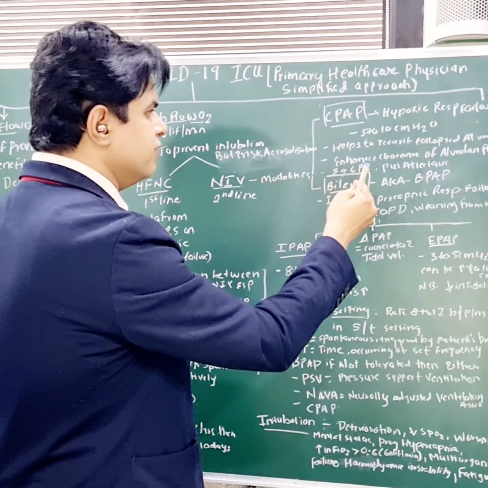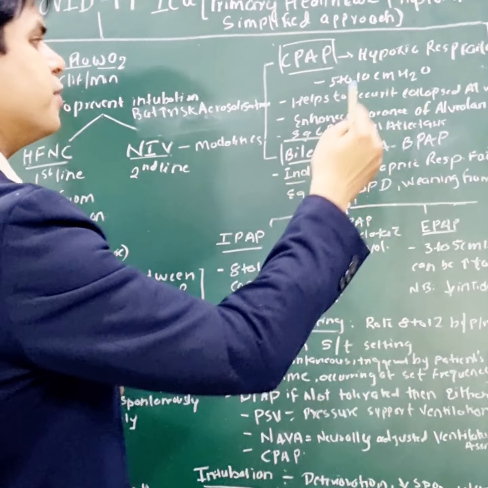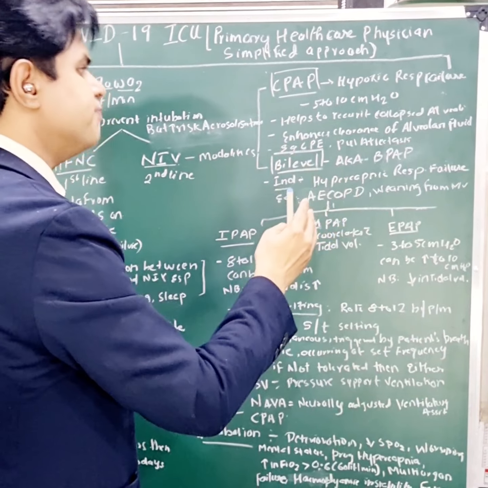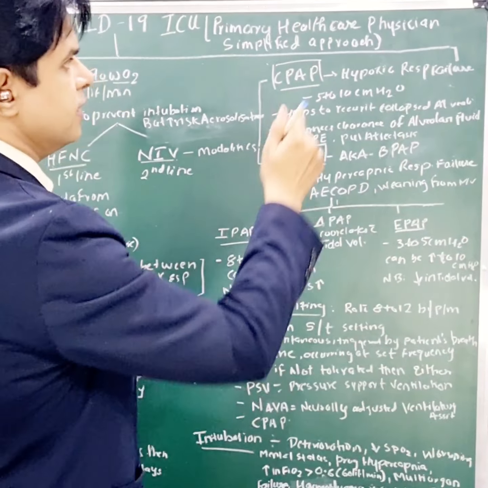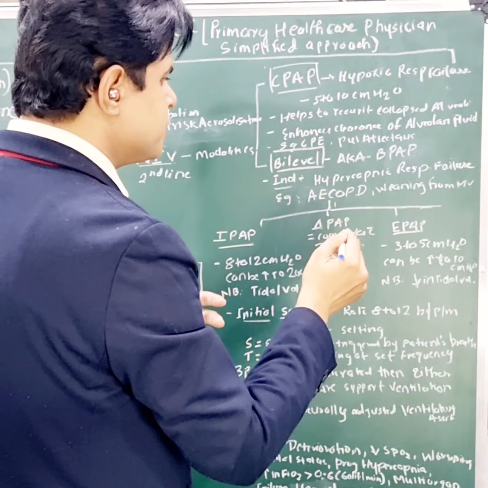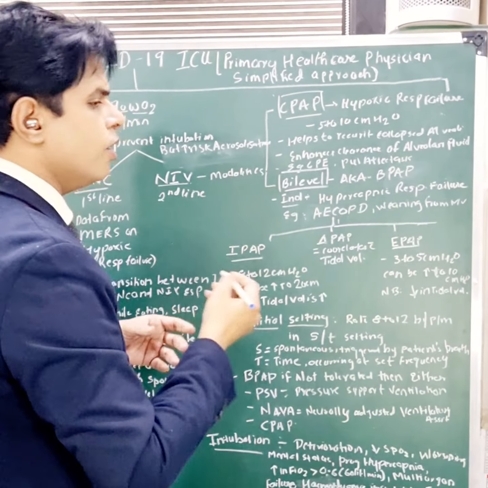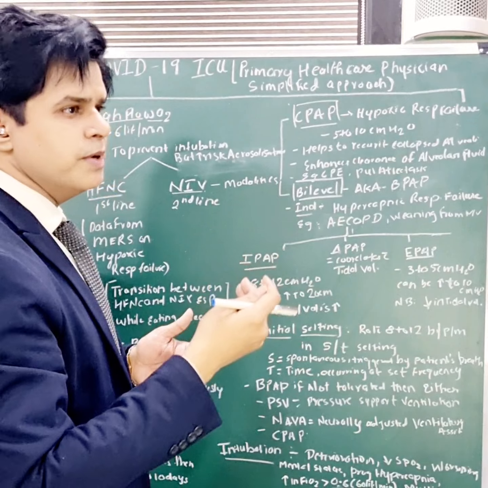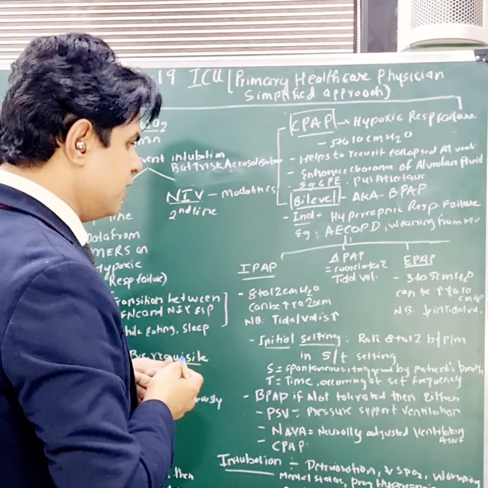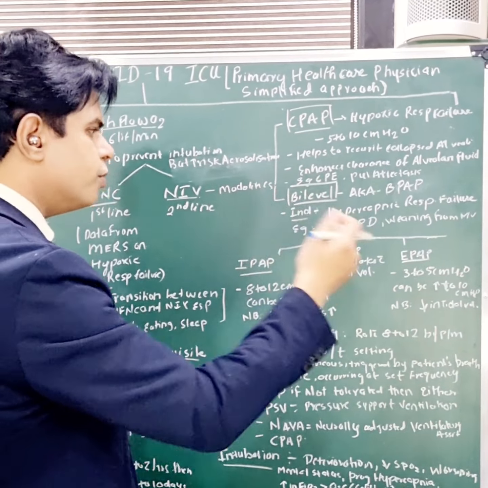Second, we have bilevel, also known as BPAP, bilevel positive airway pressure ventilation. The indication for bilevel or BPAP is hypercapnic respiratory failure. CPAP is for hypoxic respiratory failure, and BiPAP we usually use in patients with acute exacerbation of COPD, especially hypercapnic respiratory failure, or in certain cases when we are trying to wean the patient off mechanical ventilators. BiPAP usually has two components.